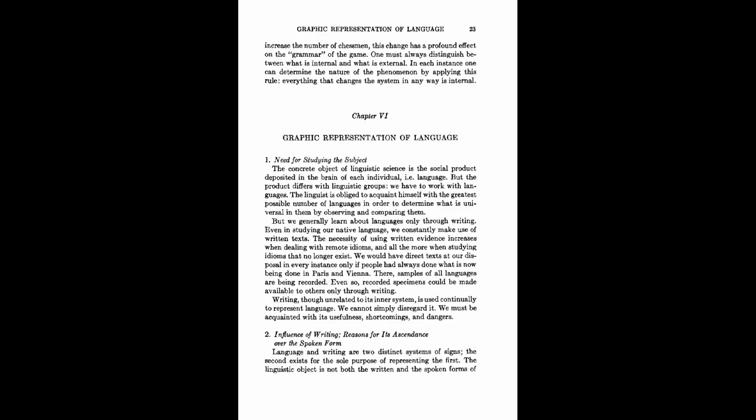2. Influence of writing. Reasons for its ascendance over the spoken form. Language and writing are two distinct systems of signs. The second exists for the sole purpose of representing the first. The linguistic object is not both the written and the spoken form of words. The spoken forms alone constitute the object. But the spoken word is so intimately bound to its written image that the latter manages to usurp the main role. People attach even more importance to the written image of a vocal sign than to the sign itself.